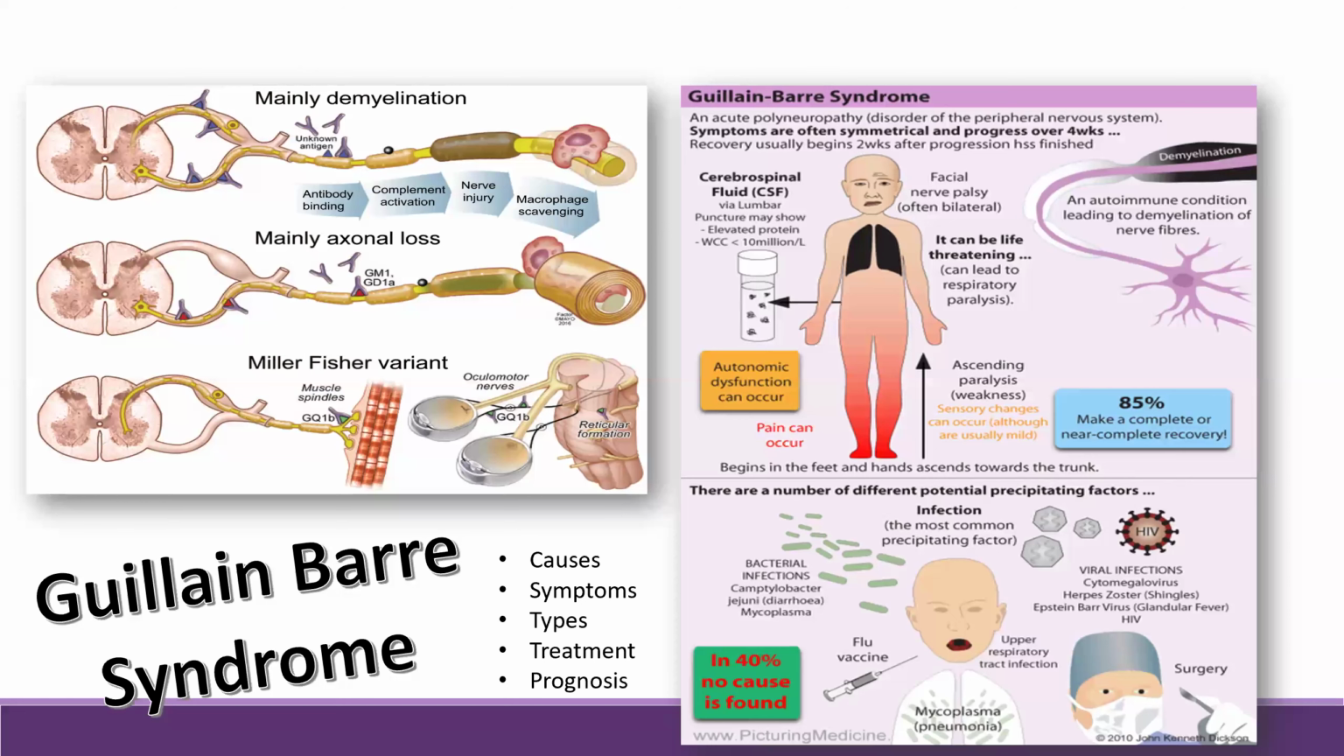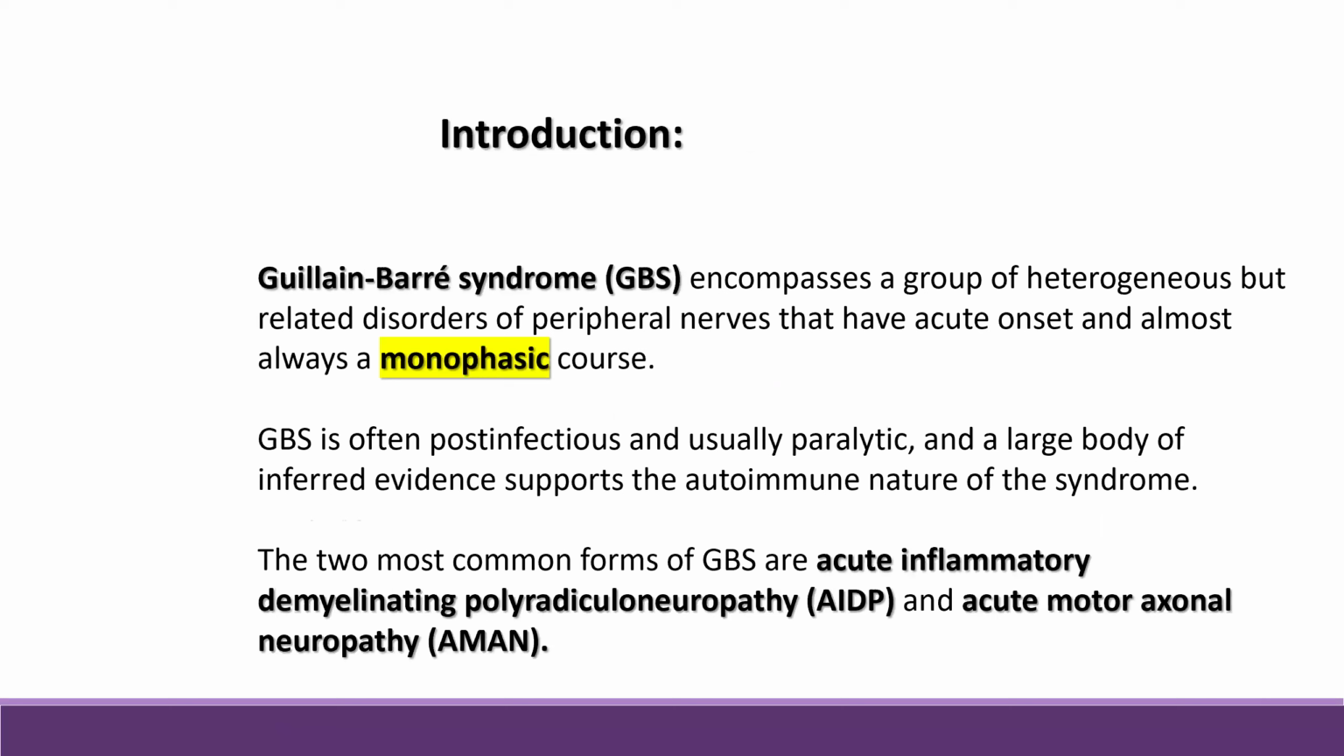The last topic for our talk is Guillain-Barré syndrome. Guillain-Barré syndrome encompasses a group of heterogeneous but related disorders of the peripheral nervous system that have acute onset, and almost always it's monophasic. It happens often post-infectiously with paralytic symptoms, and it can be either of the two most common forms: acute inflammatory demyelinating polyradiculoneuropathy and acute motor axonal neuropathy.